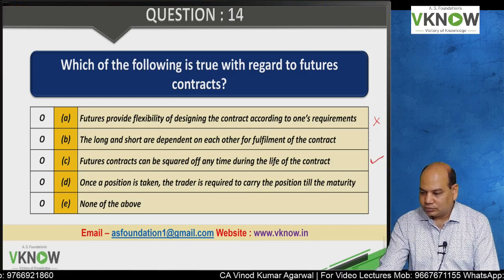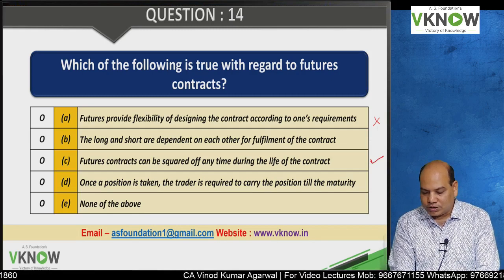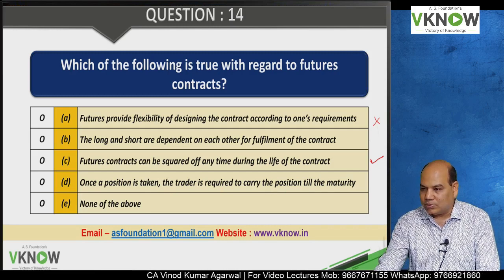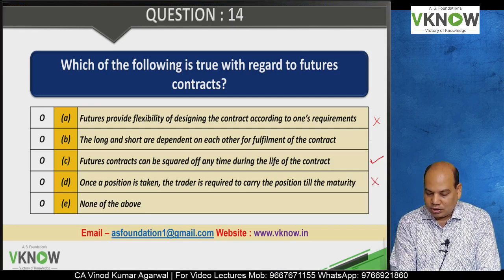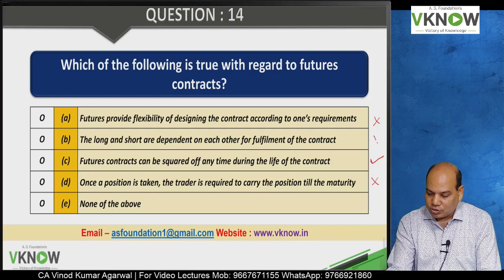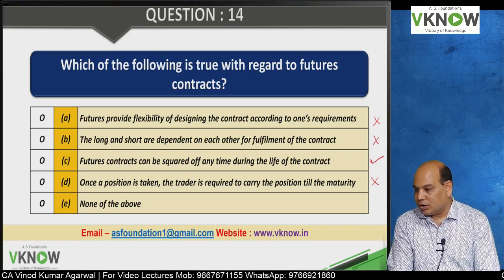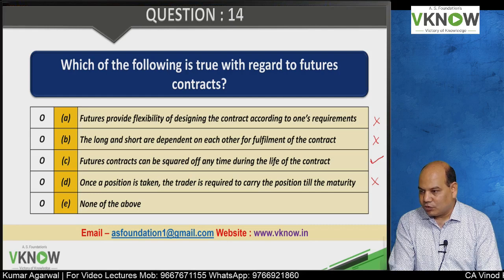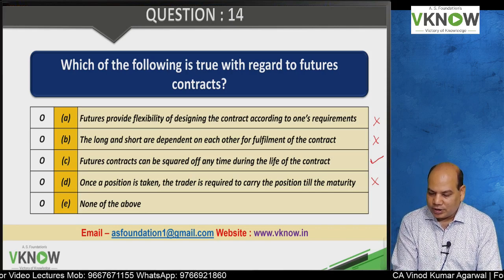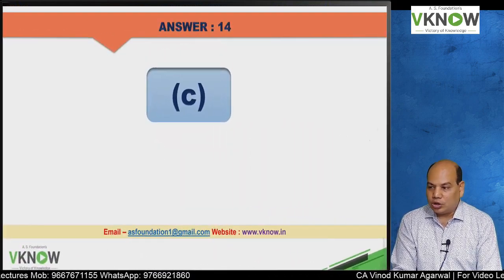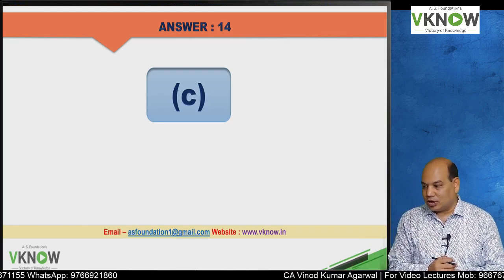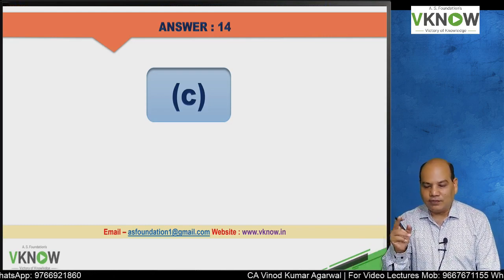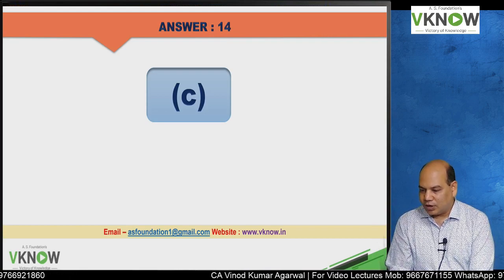We are on question number 14. Option D: once a position is taken, the trader is required to carry the position till maturity. Is it necessary to carry the position till maturity? And the long and short are dependent on each other. This also is wrong. The last says none of the above. None of the above cannot be right. So what is your answer? 14C. Yes, you can square off at any time. In future contract, the long can be one party, short can be any party. They are not dependent on each other. In forward contract, they are dependent on each other. So answer 14C is right. Very good. Those who have given answer 14C, very, very good.